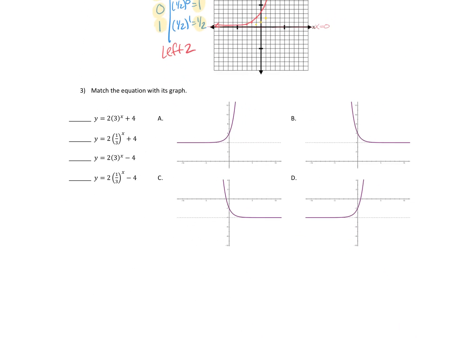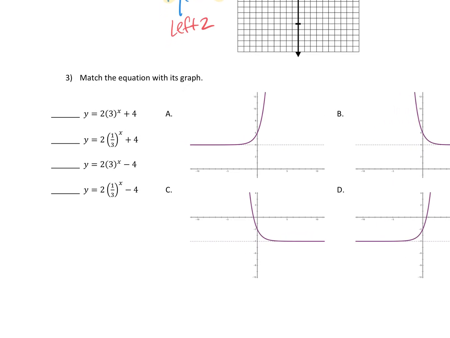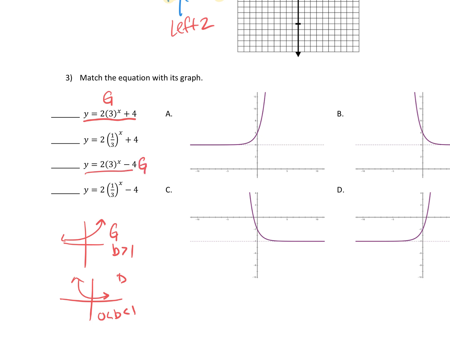All right, the next section is matching. So first I want to think about growth versus decay. If it's a growth graph, it's going to increase to the right, and that's when my B is greater than 1. If it's a decay graph, it's going to decrease to the right, and that's going to be between 0 and 1. So I can see that this first graph represents growth, and this third graph represents growth, versus the second graph and fourth graph represent decay.